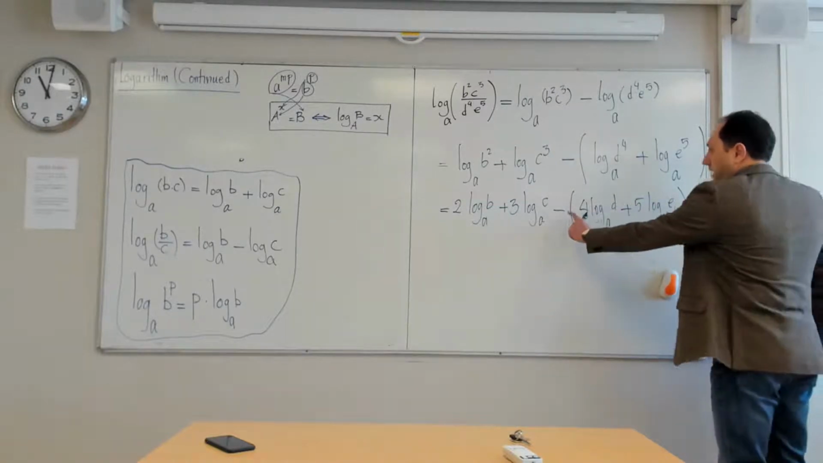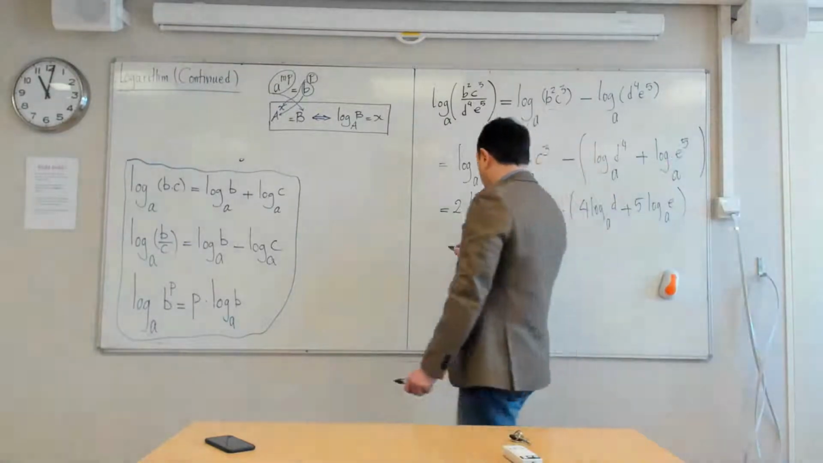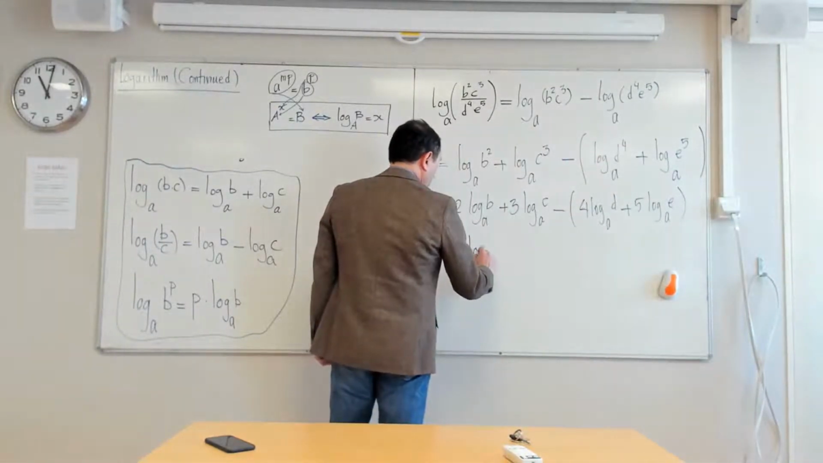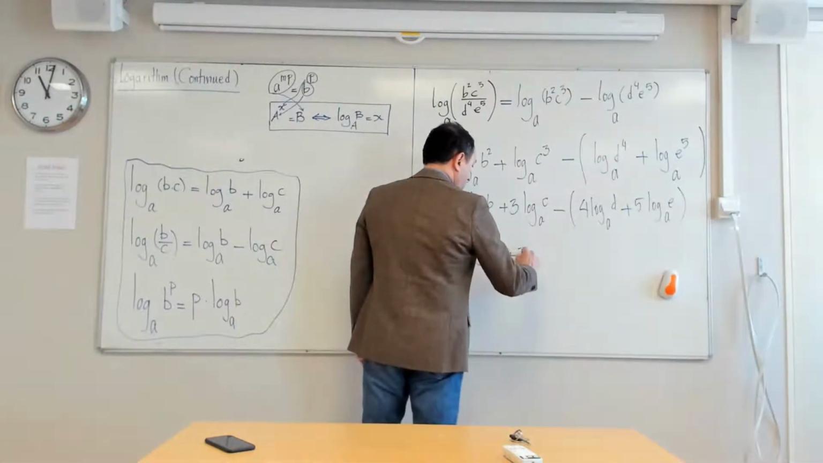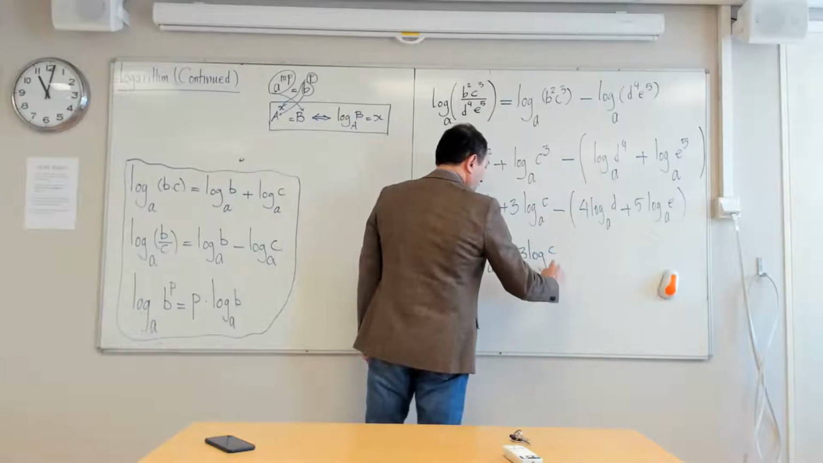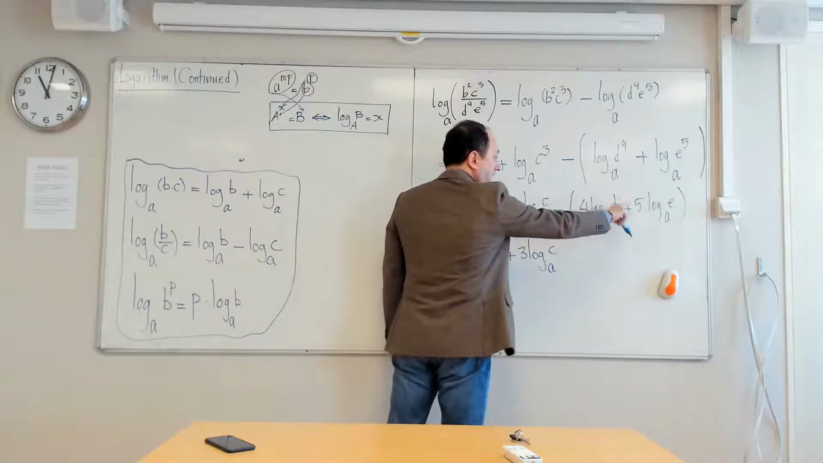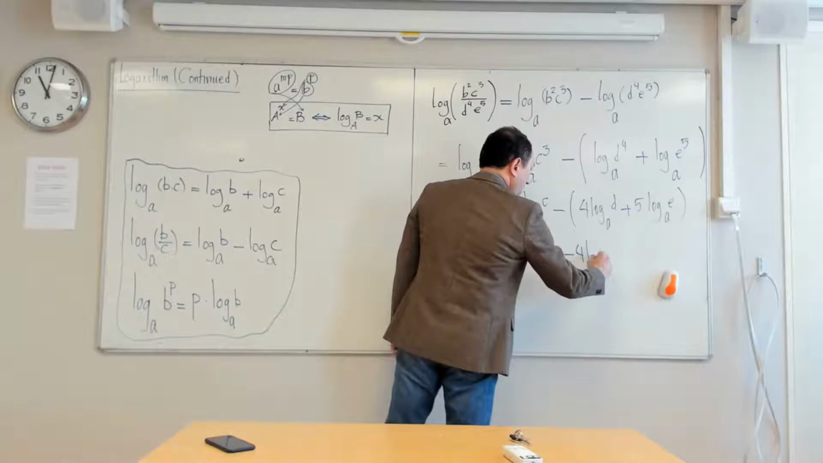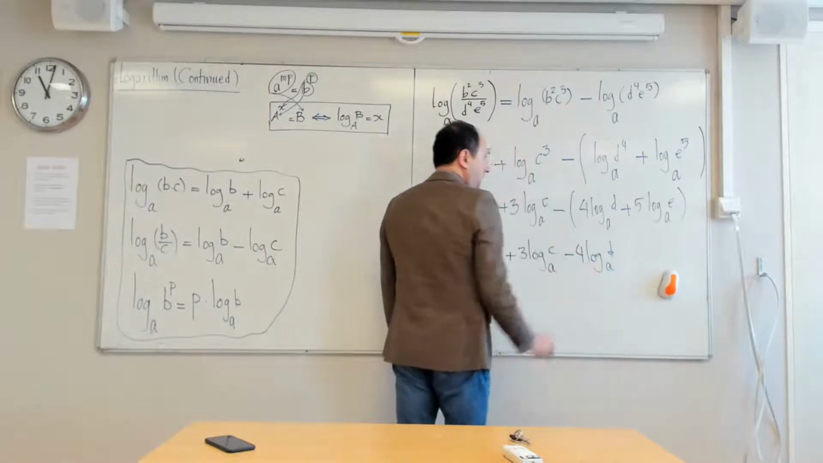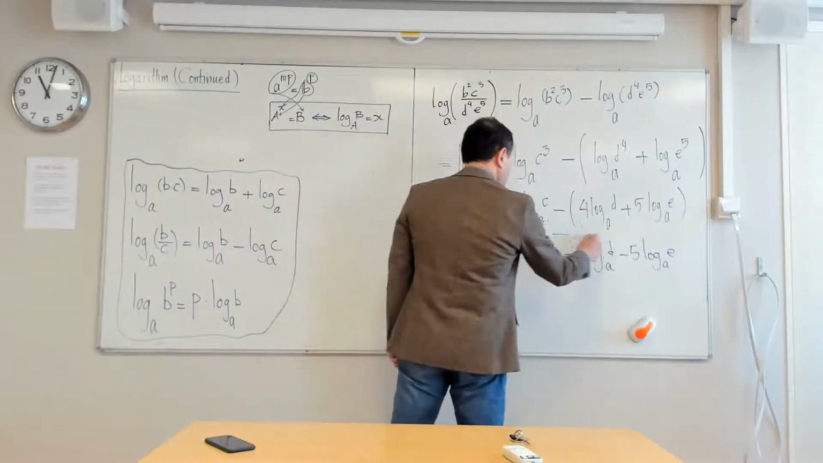And then, of course, I am now on the safe side. I can multiply this negative sign inside. So this becomes 2 log of b in the base a plus 3 times the log of c in the base a. But this negative sign is both for this one and for the next one. So this becomes minus 4 log of d in the base a, and then minus 5 log e in the base a. So this is what I ask you to do.